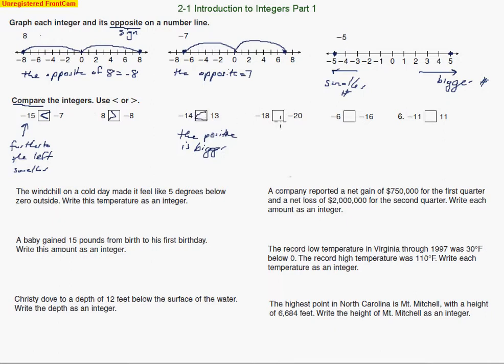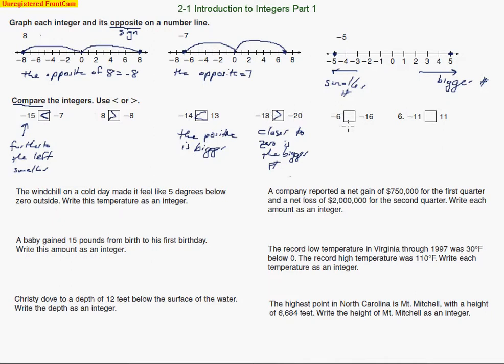Here we have two negatives. When we have two negatives, we have to figure out which one's closer to 0, or which one's further to the left would be the smaller one. The one closer to 0 is the bigger number, because we're dealing with two negatives here. So negative 18 is bigger because it's closer to 0 on the number line.